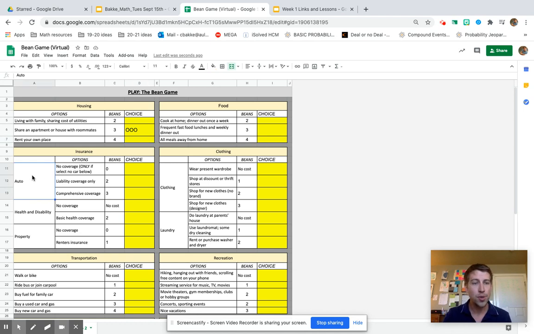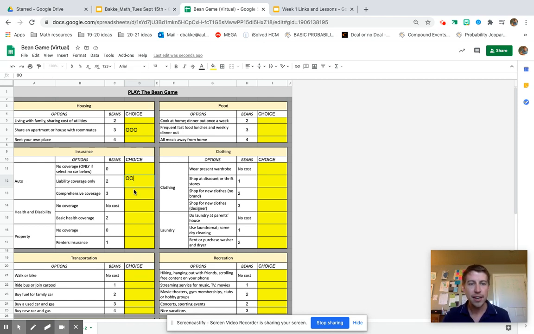Insurance. Auto insurance. No coverage is obviously free, which is illegal technically. Liability coverage only covers the basic bare minimum cost, where you still might have to pay a lot out of pocket if you cause the accident. And then comprehensive coverage really covers most of the cost of a car wreck. I'm going to try to save a little money. I don't want to break the law, so I'm just going to do liability coverage only for 2 beans. Oops, 2 capital O's there.